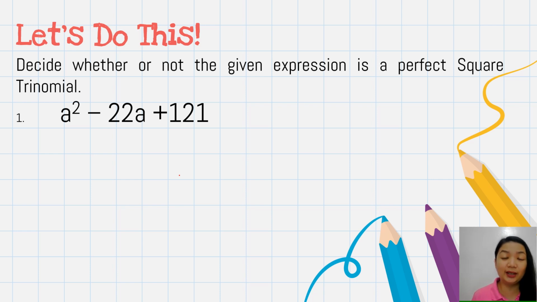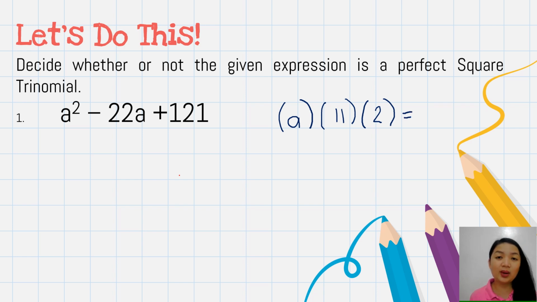The square root of a squared is actually equivalent to, yes, it's a. How about the square root of 121? Correct, that is 11. And then, do not forget to multiply it always by 2, since whenever we square a binomial, the middle term is always twice the product of the first and the last term. So we multiply 11 by 2, which is 22, times a, will give us 22a. Then you check if that is also the middle term written here. So therefore, it is a perfect square trinomial.